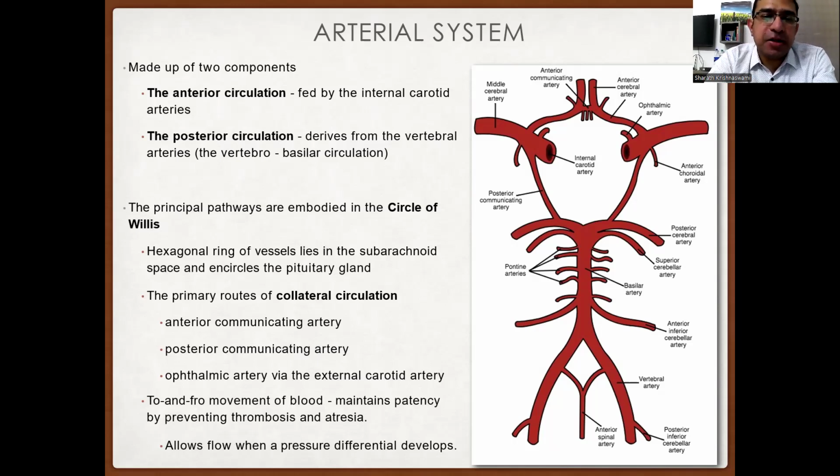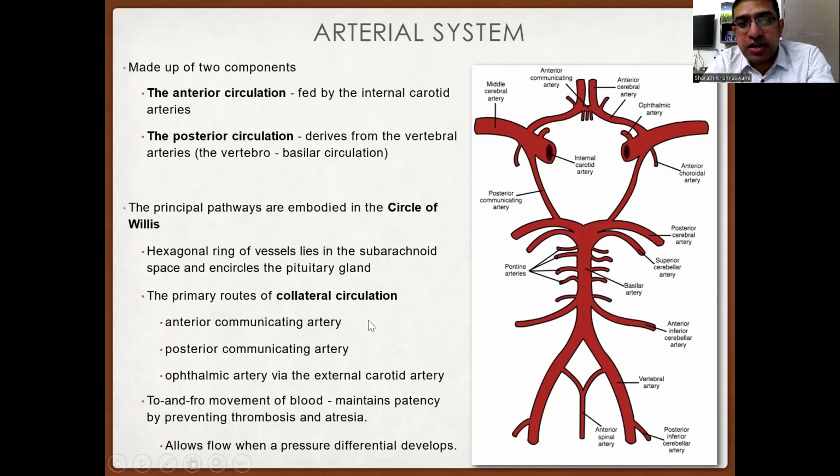So, the pathways are embedded in this system known as the Circle of Willis. So this is basically a hexagonal ring of vessels which lies in the subarachnoid space, and it encircles the pituitary gland. And this is important because it indicates that there will be collateral circulation in case there is a block in any of the arteries of the Circle of Willis.